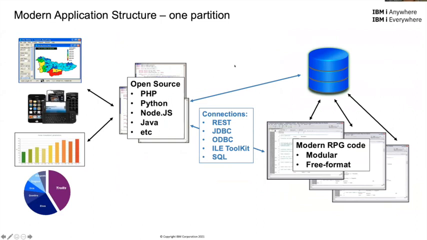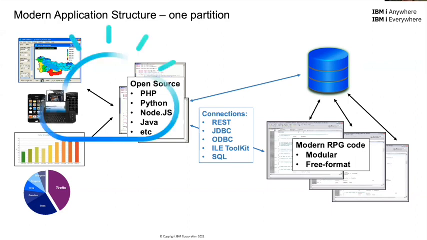So let's think about our modern RPG code that's modular and free format. How do I actually make it work with open source? So I've got a number of the typical languages that you might use here. How we have connections and we continue to enhance those connections. We have a number of different ways that those two pieces of code can talk together, and we continue to look for more.